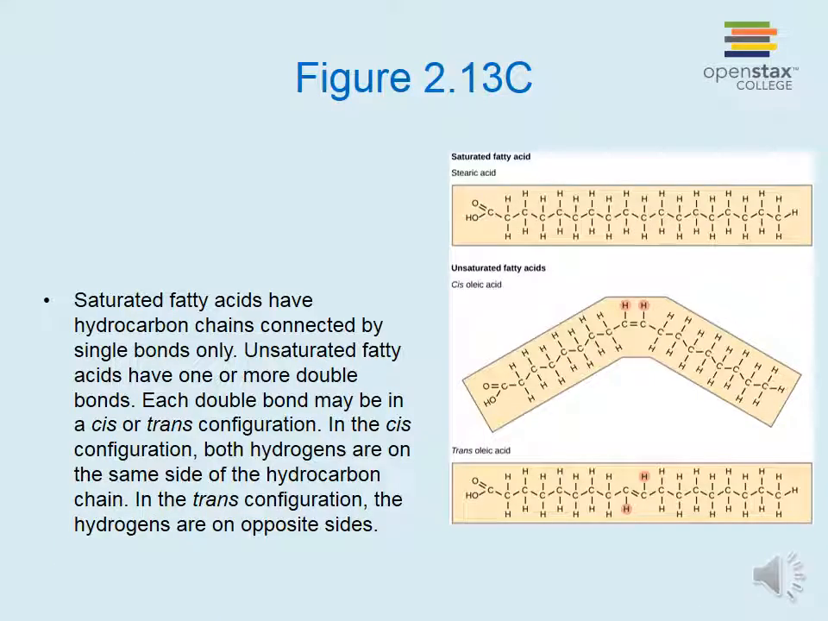Saturated fatty acids have hydrocarbon chains connected by single bonds only. Unsaturated fatty acids have one or more double bonds. Each double bond may be in a cis or trans configuration. In the cis configuration, both hydrogens are on the same side of the hydrocarbon chain. In the trans configuration, the hydrogens are on opposite sides.